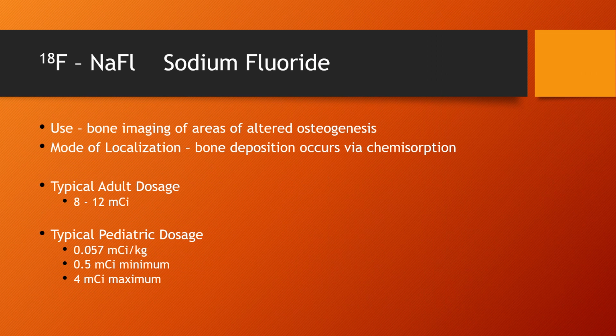So sodium fluoride is used for bone imaging of areas of altered osteogenesis. The mode of localization is chemoabsorption, and typical adult dose is 8 to 10 millicuries. There are a couple different ways to calculate the pediatric dose, but typically it's a half a millicurie minimum, regardless of the patient's weight, age, or size, and then 4 millicuries maximum, which is half the adult dose, just because babies or children are more radiosensitive. And then the typical calculation that can be used is 0.05 millicuries per kilogram, but at the end of the day, it still needs to fall between these minimum and maximum levels.